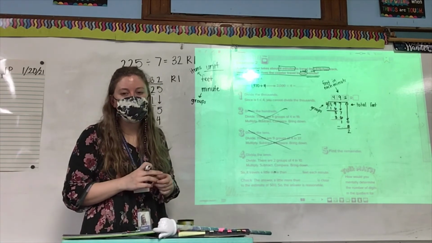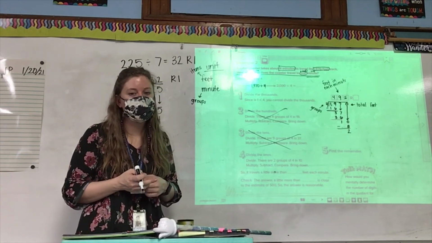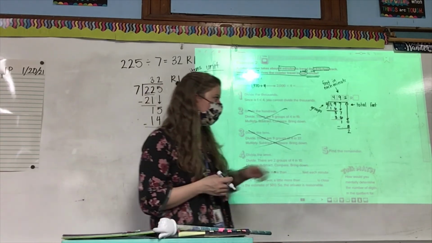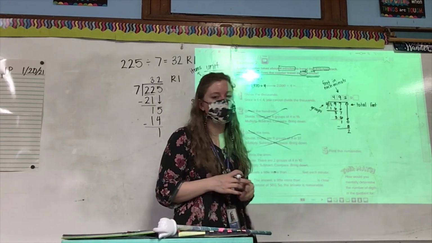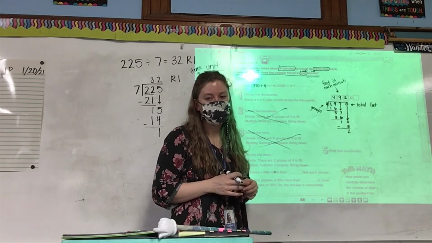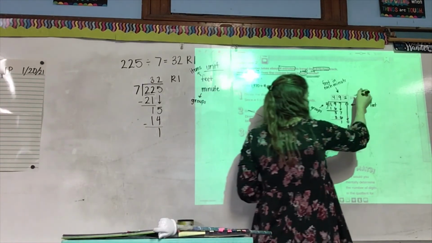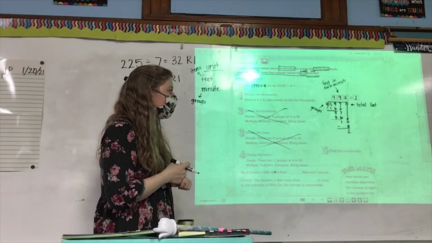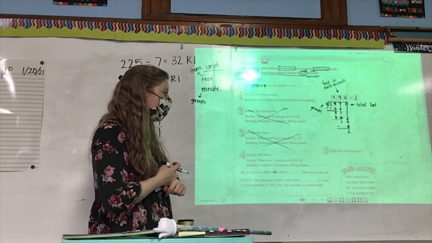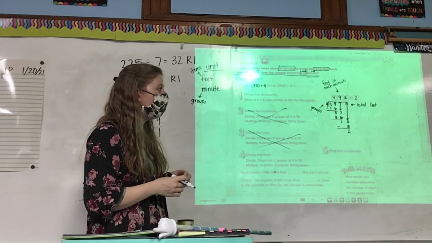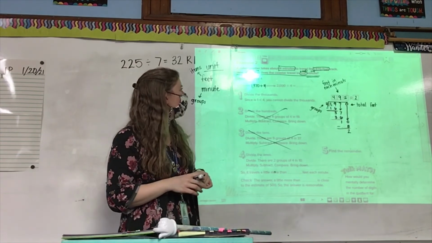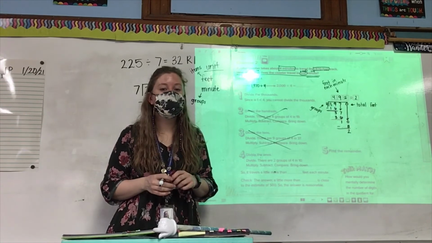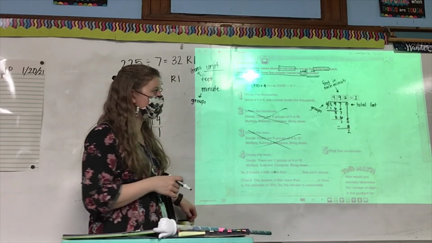What do we have to do first? We have to check. We'll compare. Is 2 less than our divisor 4? Yes. So 2 is the remainder. So that means 1,970 divided by 4 is what? 492 remainder 2.